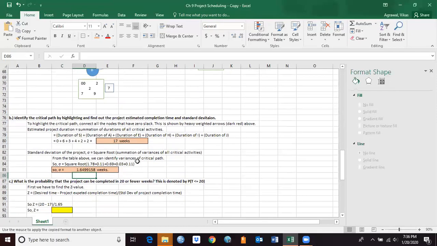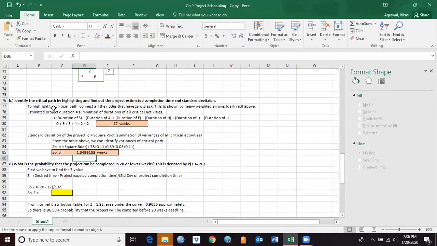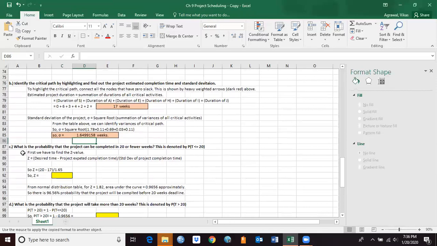Okay, so that's something you have to calculate here for B. For C, we need to find the probability. What is the probability that the project can be completed in 20 or fewer weeks? This is denoted as the probability of T, the time, being less than or equal to 20 weeks.